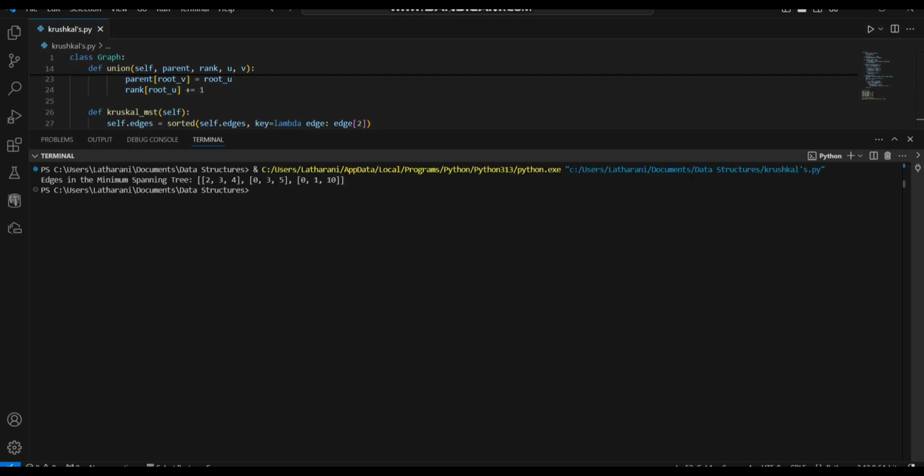So the weight of the minimum spanning tree is 4 plus 5 is 9, 9 plus 10 is 19. This is the minimum spanning tree. This is all about Kruskal's algorithm.